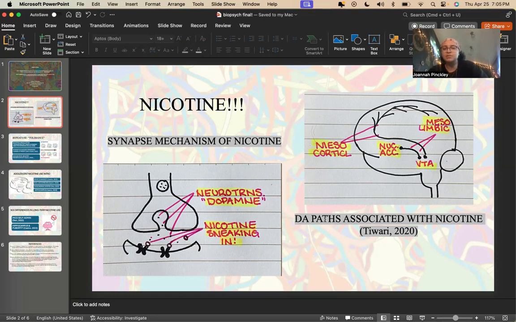So in the right picture, I have two of probably the most important dopamine pathways, at least for nicotine, and that's the mesocortical and the mesolimbic pathways. So nicotine increases activity of the mesolimbic system and decreases dopamine release into the nucleus accumbens. And also it's going to release into the prefrontal cortex, but a lot of it is going to pool into the nucleus accumbens.